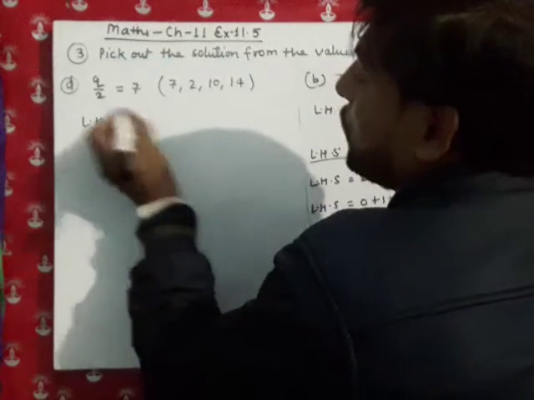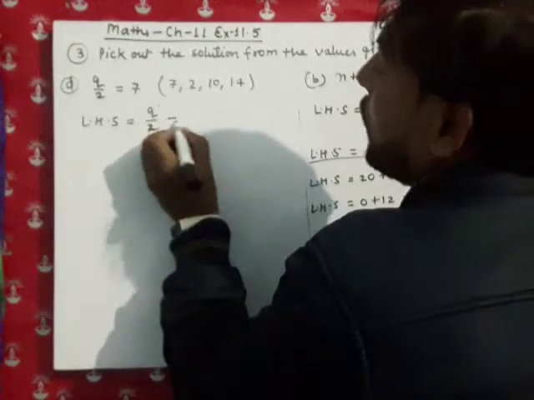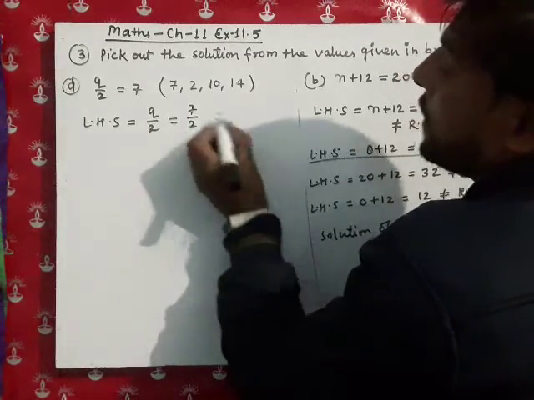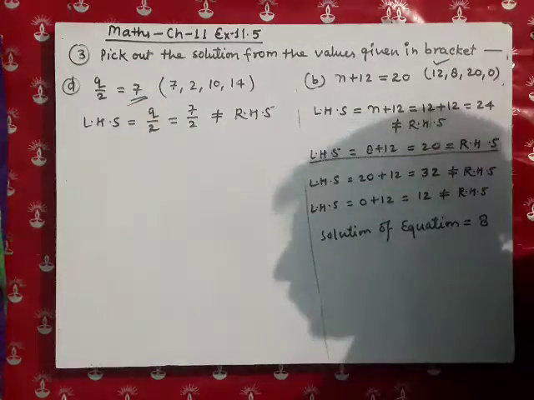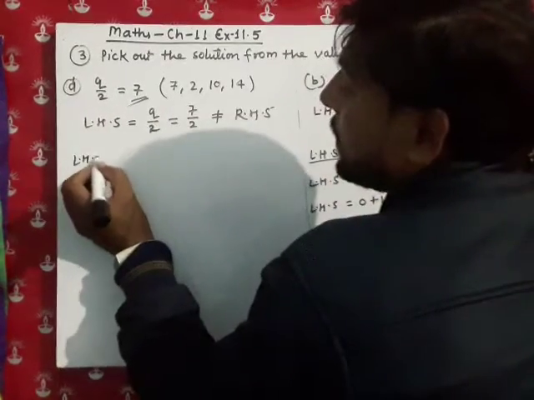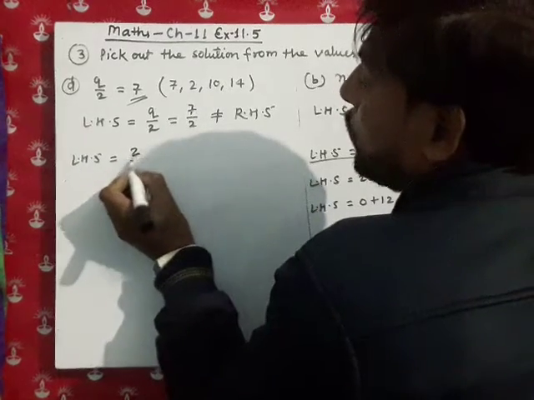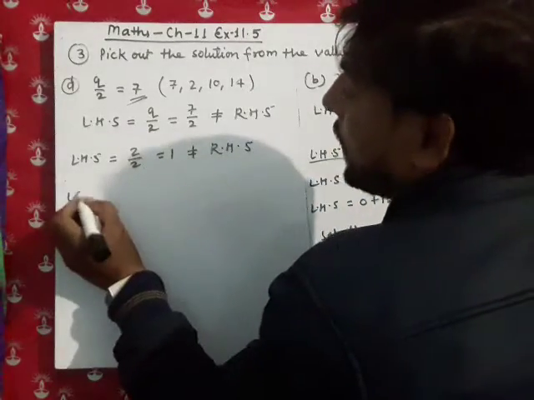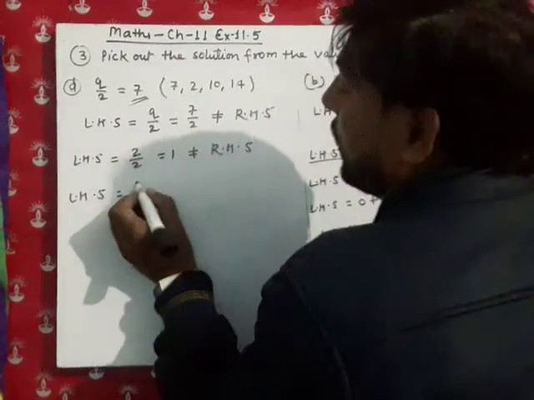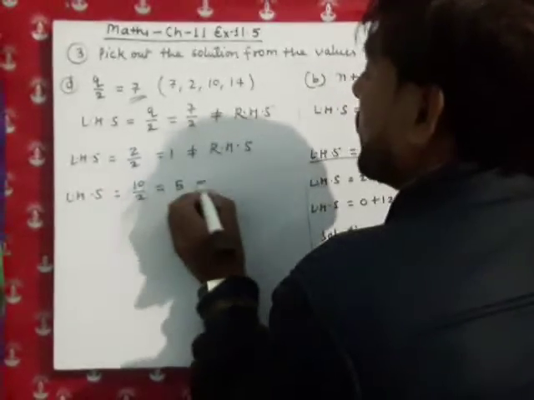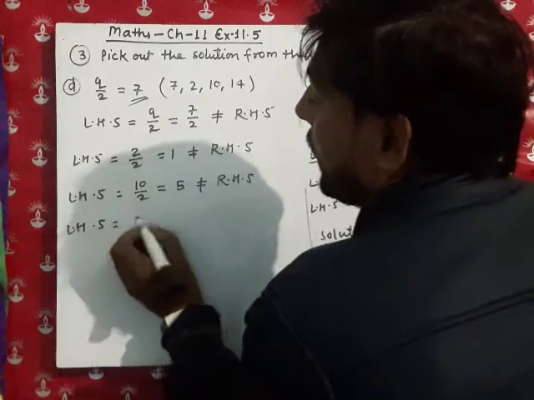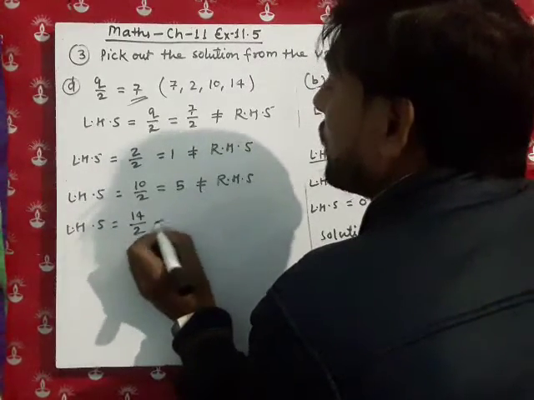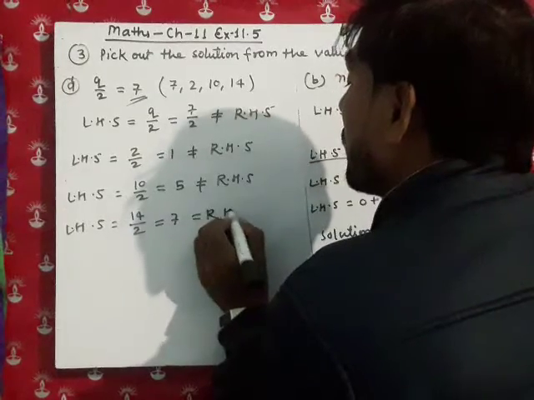First, the same thing we are going to do. Q upon 2 is the LHS. Now we have to place the value. So it becomes 7 by 2, which is not equal to the RHS, because the RHS is 7 only. Again, LHS is Q, meaning 2. 2 upon 2 is equal to 1, not equal to the RHS. Going to the next, LHS is 10 upon 2, which is 5, not equal to the RHS. Now we write LHS, that is 14 upon 2, which is equal to 7, that is equal to the RHS.